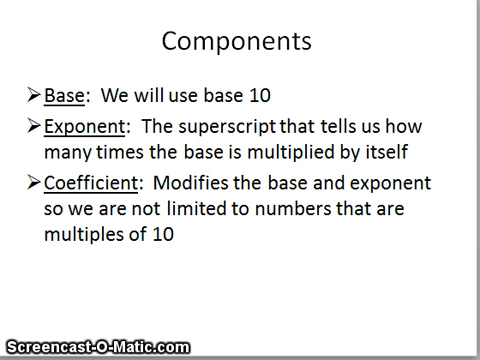There are three components to a number written in scientific notation. We are all used to working in base 10, so that shouldn't be a problem. In this class, you won't get anything tricky thrown at you like working in base e. The exponent, the number written as a superscript, tells you how many times the base is multiplied by itself. We will see examples in the next slide. Finally, there is the coefficient, which modifies the base and exponent, so we don't have to deal with severely rounded numbers.